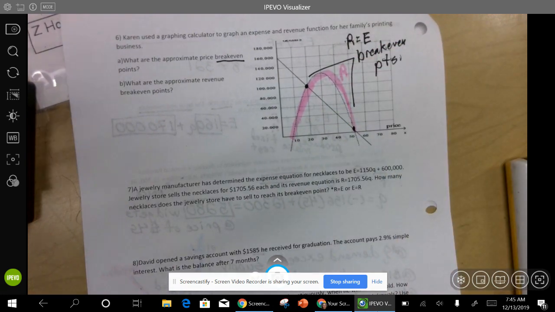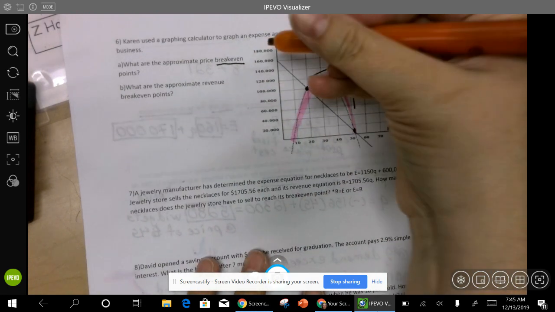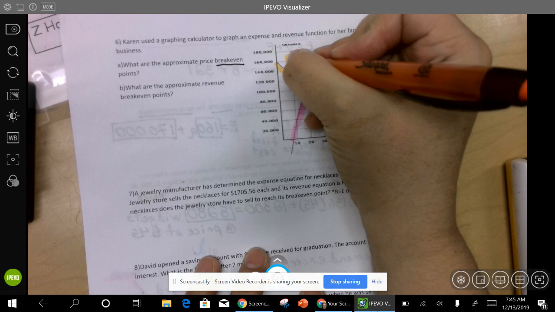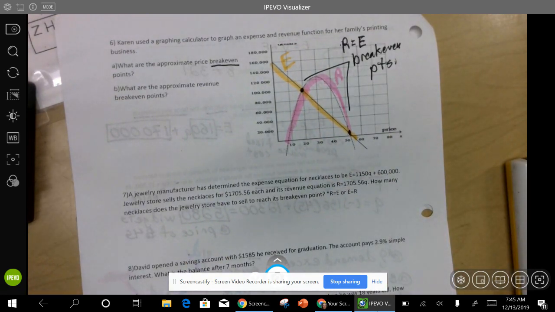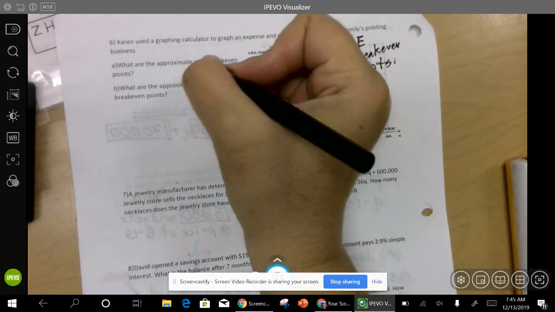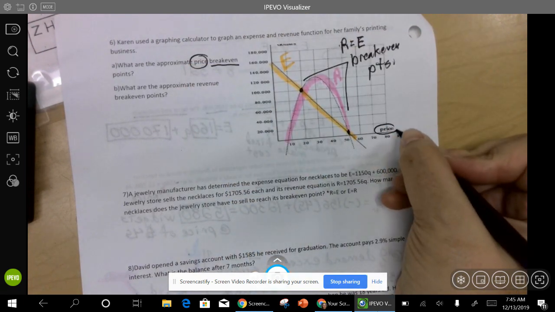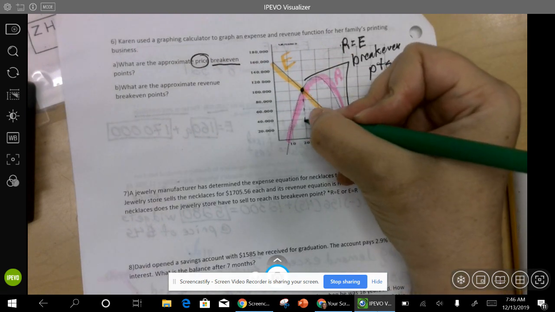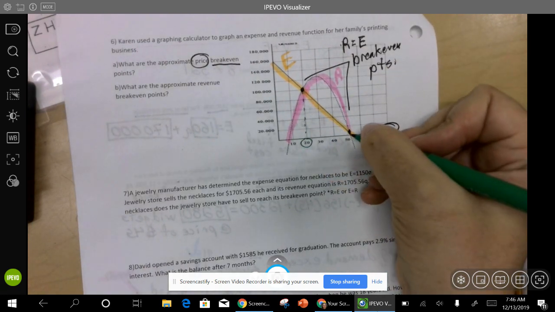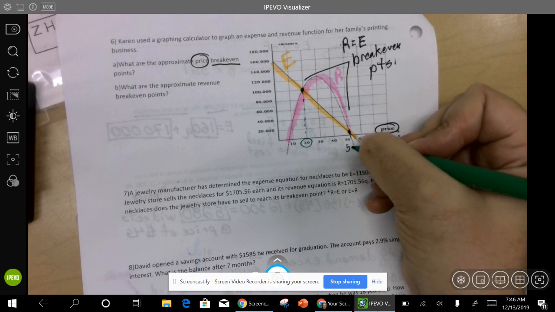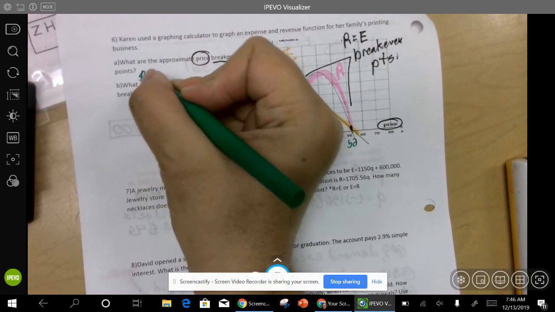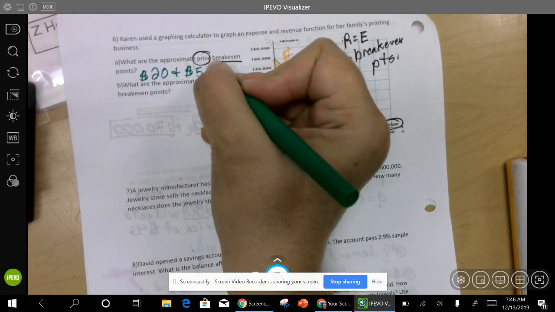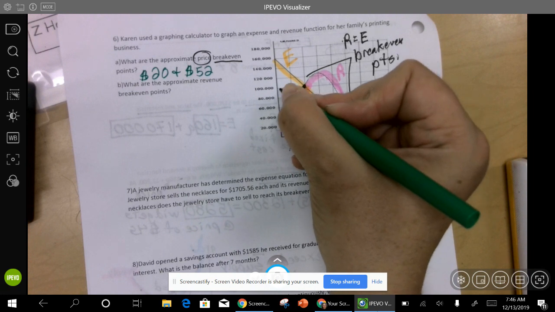Okay, and then our expense is a linear function. It's the straight line. So what's the approximate price? Price is down here. So I look down, just going directly down. So approximately 20, and that looks like about $52. So 20 and 52, and the revenues, everybody, so we just go over like this.